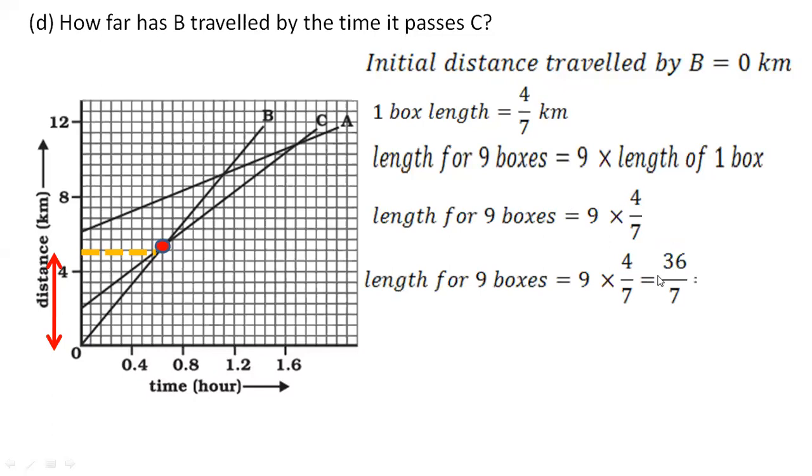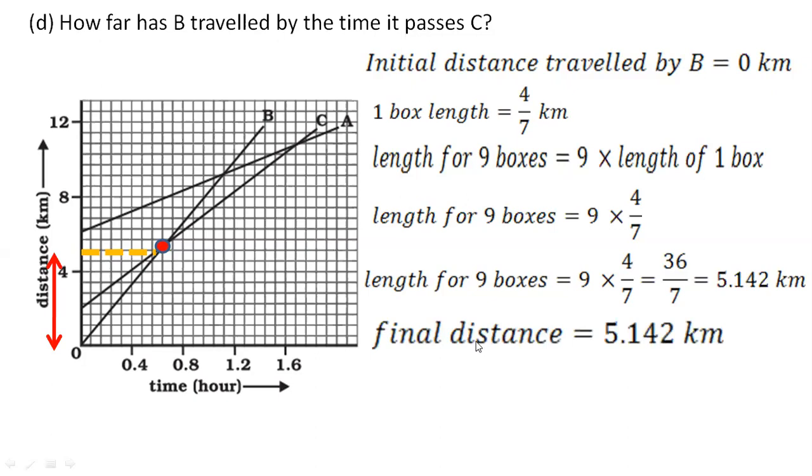Now this is your actual answer, but you have to subtract the initial distance which was covered. And how much distance has this body initially covered? B initially started from 0. So initial distance is 0. So actually this is our final answer. But just for our understanding, we will divide this 36 by 7. That would be 5.142 kilometers.